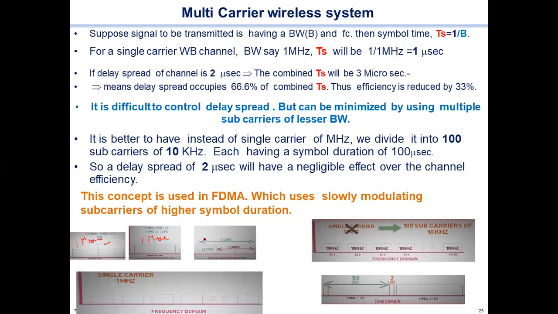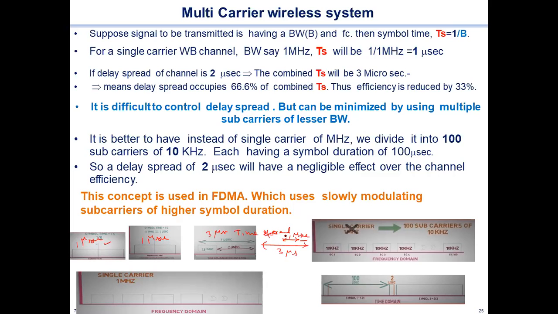Suppose because of the multiple path, one more path has come, the path arrived at the receiver after 2 microseconds. So original 1 microsecond plus 2 microseconds, it became 3 microseconds here. This is the spread of the symbol, time spread of the symbol. The time duration is spread here like this. Okay, 2, 3 microseconds. Originally it was 1 microsecond.